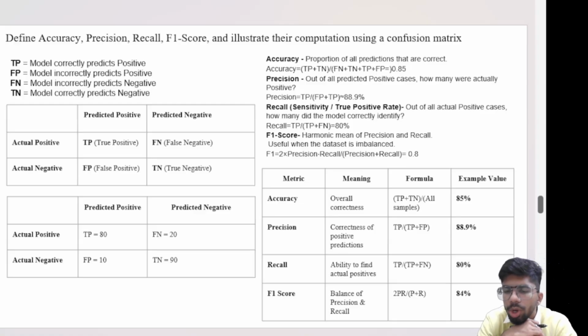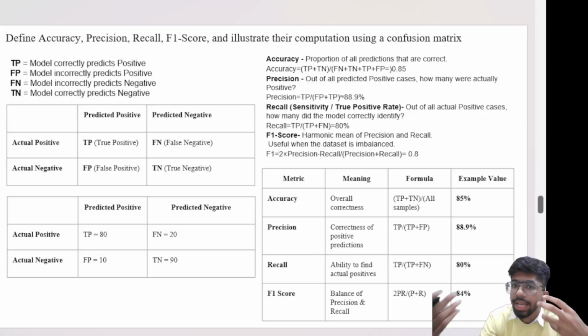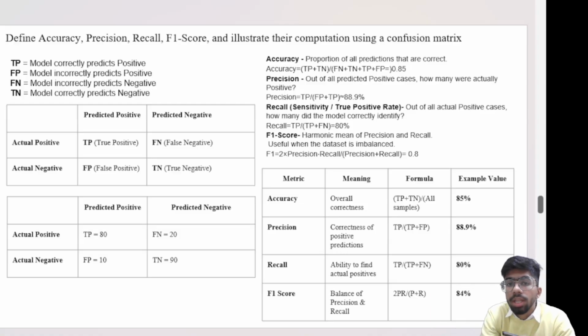Recall, also called sensitivity or true positive rate, answers: out of all actual positive cases, how many did the model correctly identify. The formula for this is true positive divided by true positive plus false negative. Recall is coming out to be 80% in this case, 80 divided by 100. This tells us the model catches 80% of the real positives.